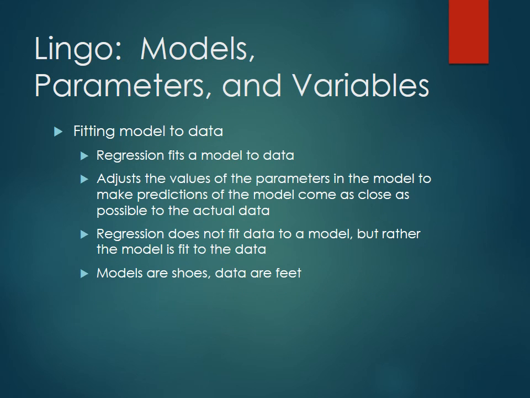So again, regression helps to fit the model to the data that we have available, and then we adjust the values of the parameters in the model to make the predictions of the model as close as possible to the actual data. So it's getting that best fit line. So again, regression does not fit data to a model, but rather we're adjusting the model to help fit the data that we have. Another way to think about it, models are shoes and the data are feet, right? So you form the shoe around the foot instead of the other way around.